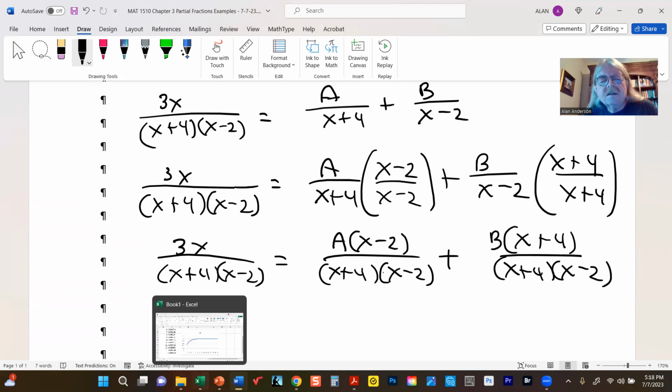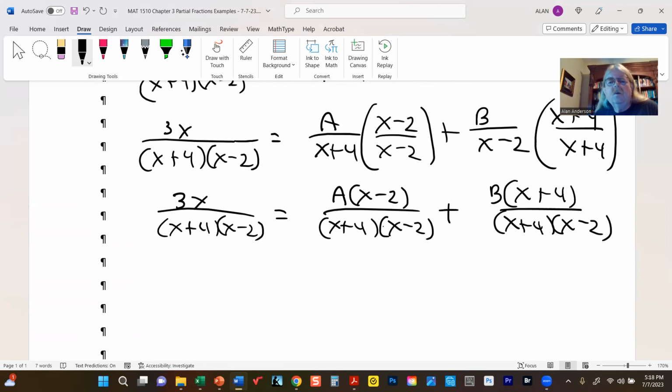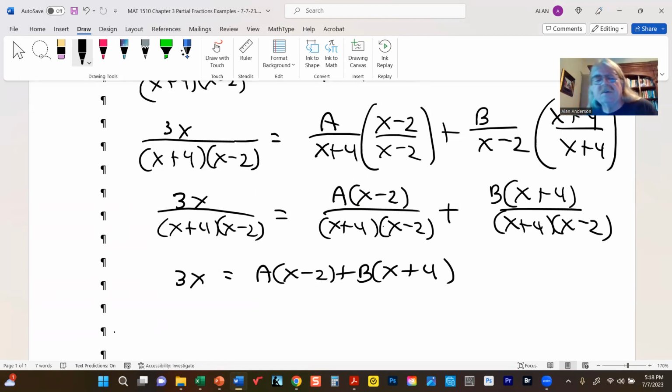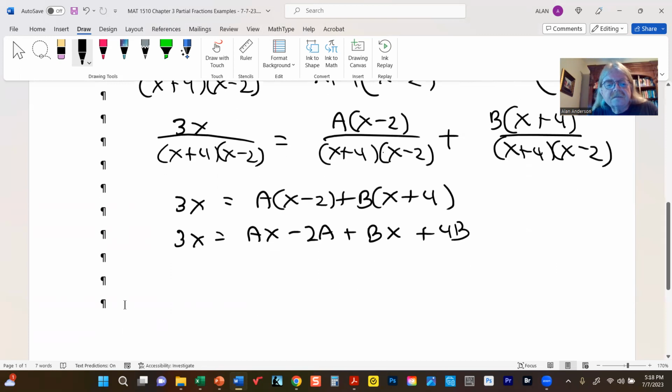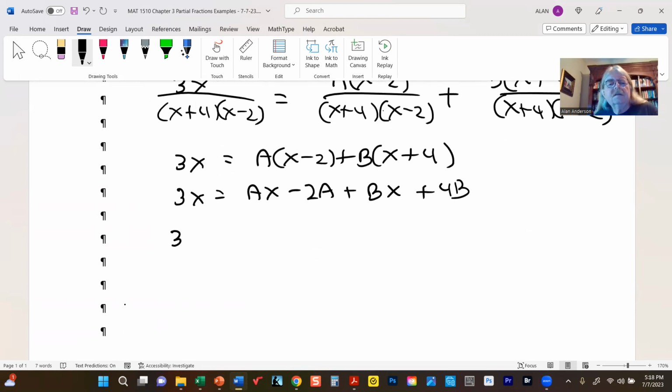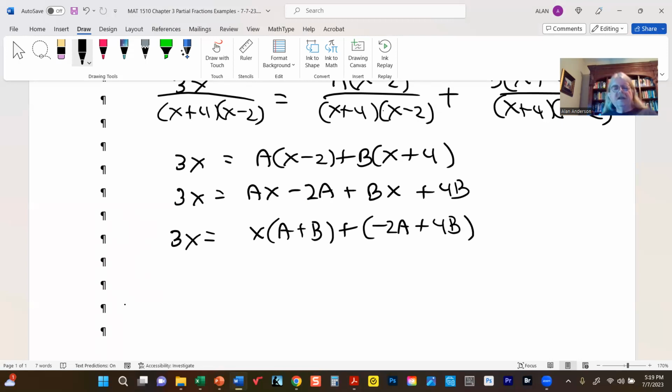All right, now, because every term here has the same denominator, we can simplify this by simply setting the numerators equal to each other. In other words, the numerator of the left-hand side equals the numerator of the right-hand side. And you can prove this just by multiplying both sides by x plus 4 times x minus 2. All right, now we're going to drop these parentheses: Ax minus 2A plus Bx plus 4B. So our goal is to gather up all the like terms, and then we'll set them equal to the left-hand side of the equation.